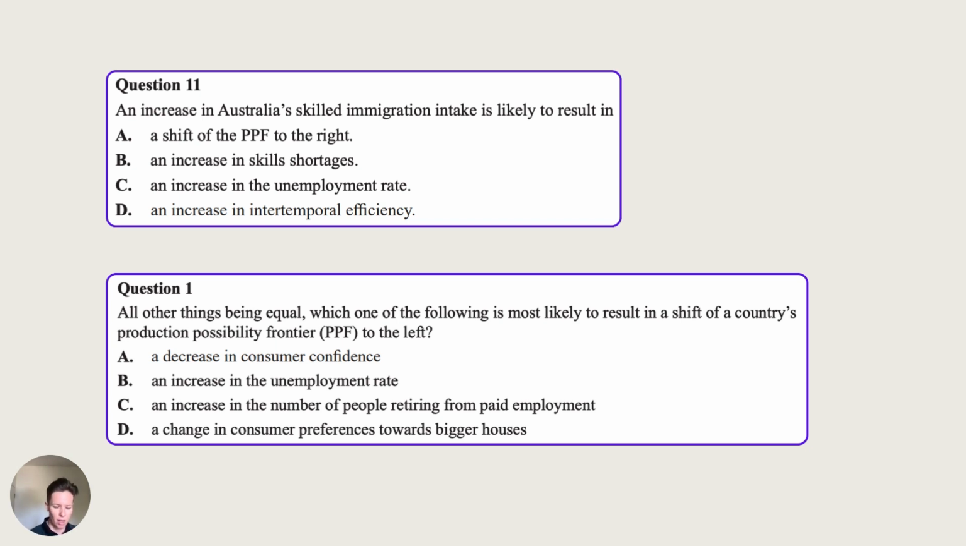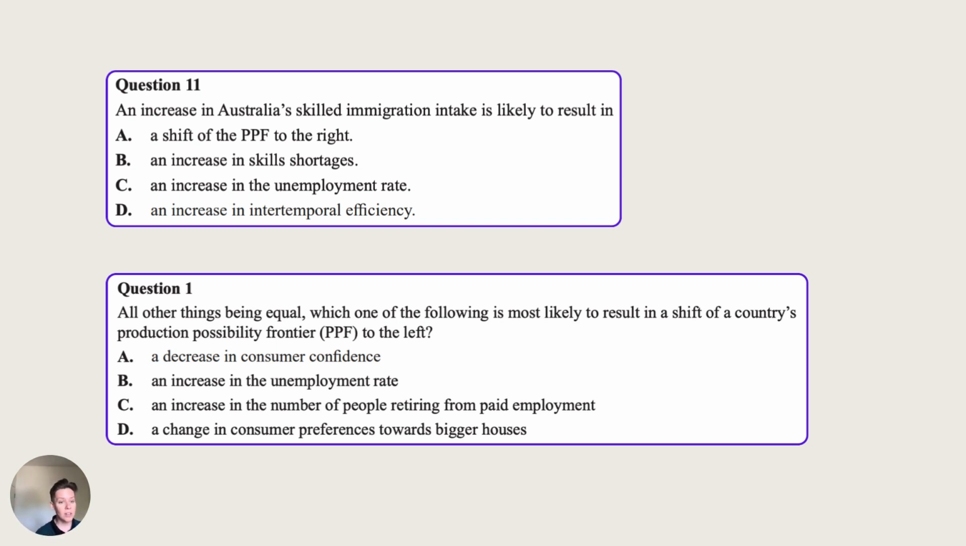Let's break it down. There's an increase in the number of people retiring from paid employment. Retiring, right? So they're exiting the workforce. So the quantity of labour resource is going to decrease because more individuals are putting up their hand to retire. So think about your factors of production for a moment. Go to your labour and think, right, decrease in quantity of labour, decrease in resources, that's going to decrease output. And if we decrease our output, we're going to see that PPF shift to the left.